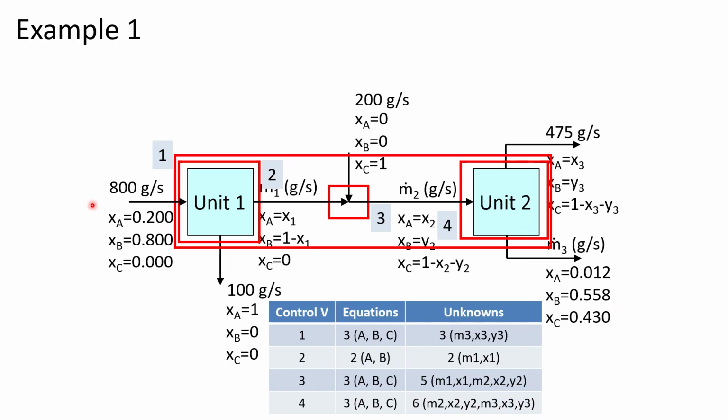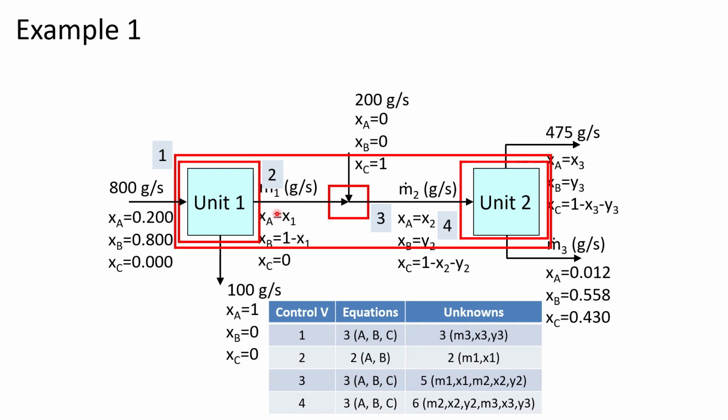Now A, B, and C are not present in the feed to Unit 1, but there is C present in the feed to the mixing point, which then ends up in the products from Unit 2. So because there are 3 components, there will be 3 equations. For the number of unknowns, we look at each of the streams and count the number of unknowns in those streams that cross the boundary for this control volume. Note that streams within the control volume we don't have to consider.